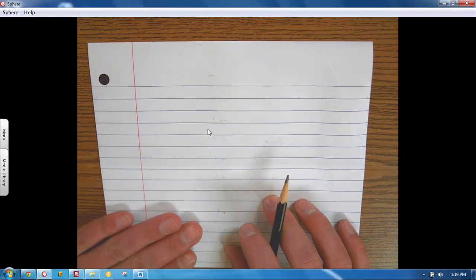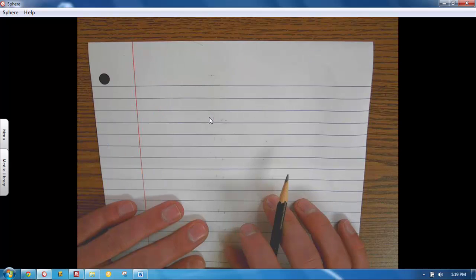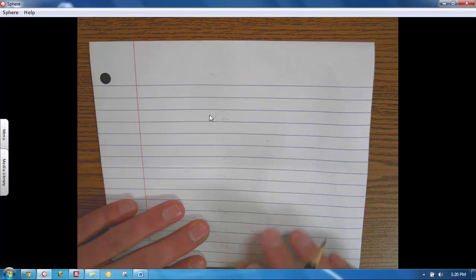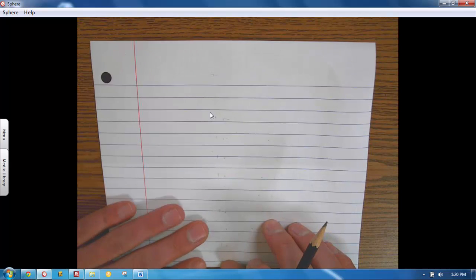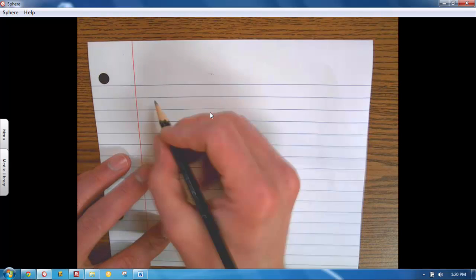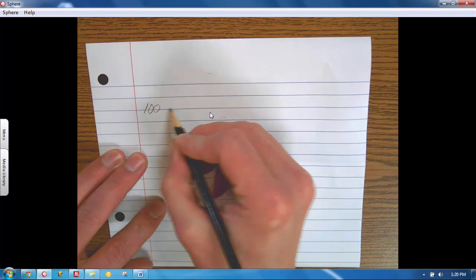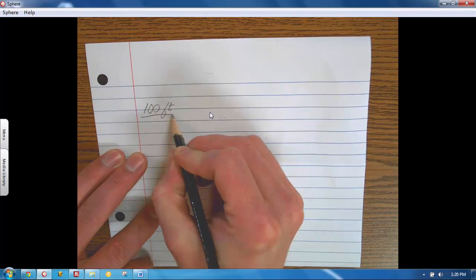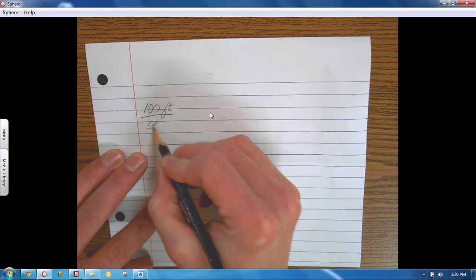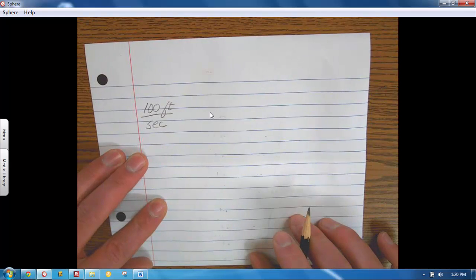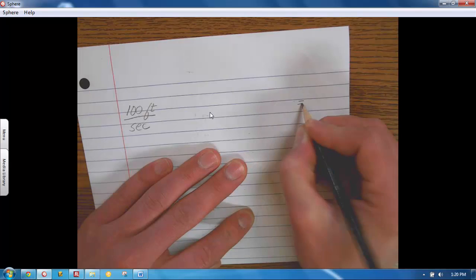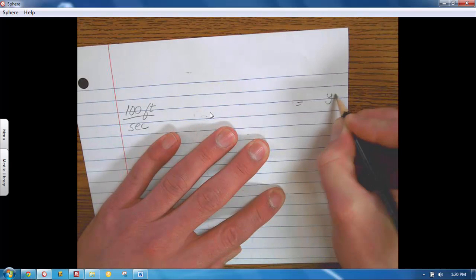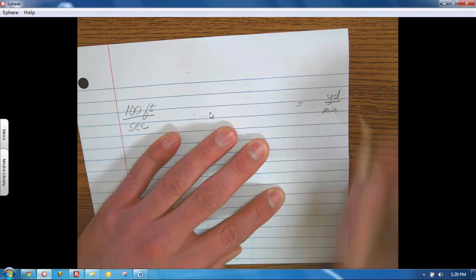Alright, now we're going to take a look at a two-step dimensional analysis. In other words, we are going to have to do one where we have to convert the top unit and the bottom unit to get to a different rate. So let's start out with 100 feet per second. And we want to convert that into, let's go, yards per minute.